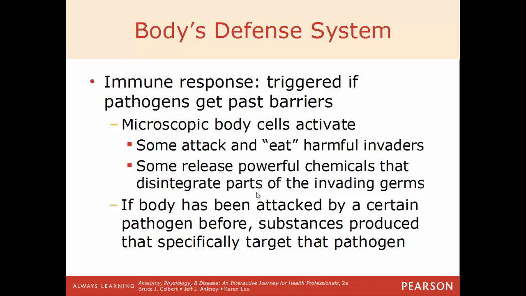If your body has been attacked by a certain pathogen in the past, your body will actually maintain a memory of all the pathogens that you've encountered. It's basically like a very large database. So this is why if you had measles as a kid, you won't get measles again as an adult, because your body has already been exposed to that virus, so the response by your body's defense system is a lot stronger and a lot more aggressive, and shuts it down very, very quickly.